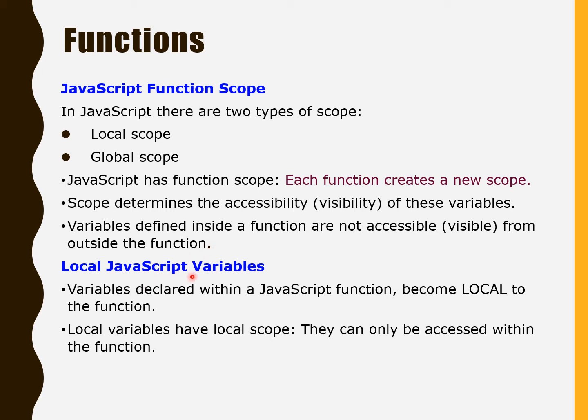Local JavaScript variables declared within a JavaScript function become local to the function. Local variables have local scope. They can only be accessed within the function. So local variables are variables which are declared inside a function, and the scope of this type of variable is limited to that particular function.